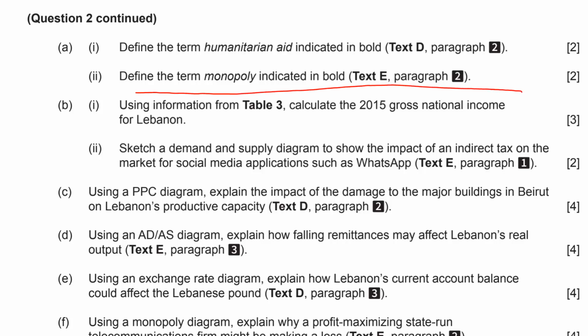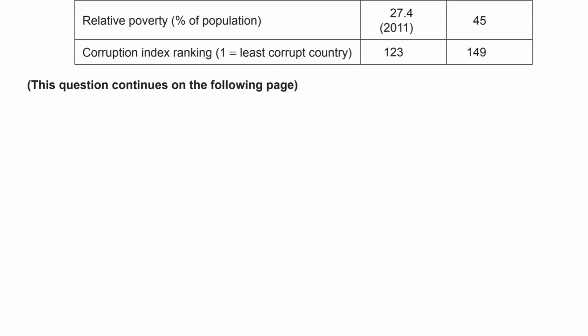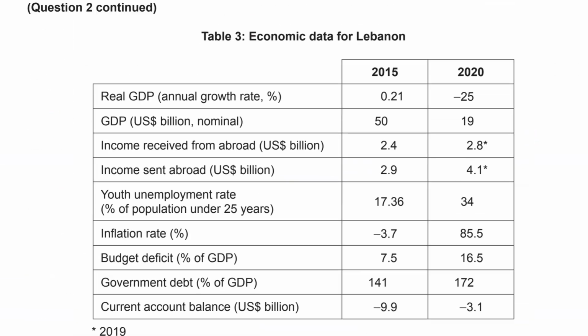Now, in part B, part 1, we have to use the information from table 3 to calculate the 2015 gross national income for Lebanon. Okay, so where's 2000? Oh, there you go, table 3. So here I've got a table of economic data. And I'm going to flick back to this table in a moment. So what I want to do is just move on to our working space.